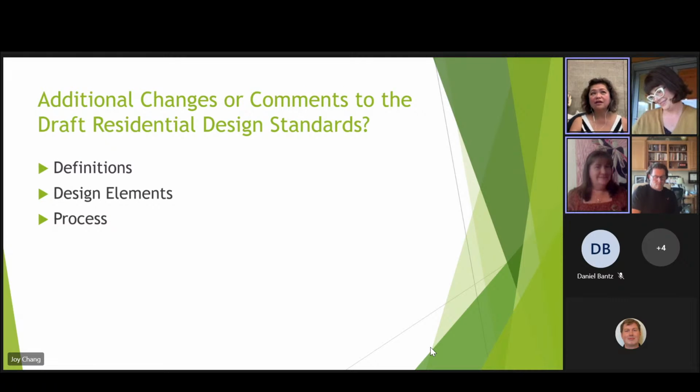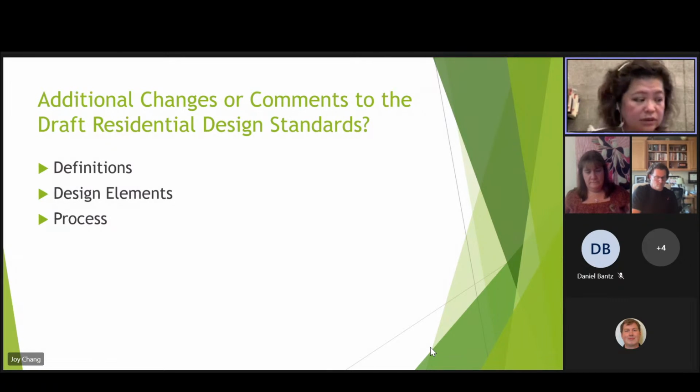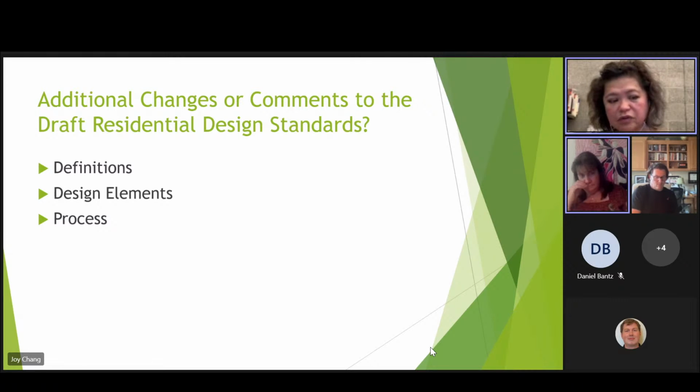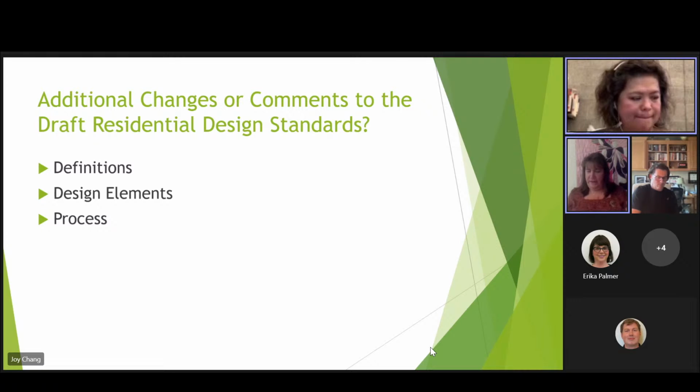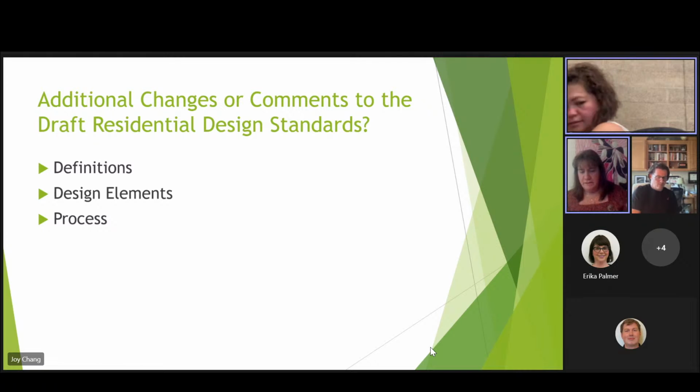So this is the opportunity to discuss any changes or comments to the residential design standards. As Jean suggested, we can definitely touch base on the design elements last. And we can definitely touch base on, starting from the definitions and moving forward. So I was hoping if we go to that really big packet that we have, it starts on page 17, there's commentary about new definitions.